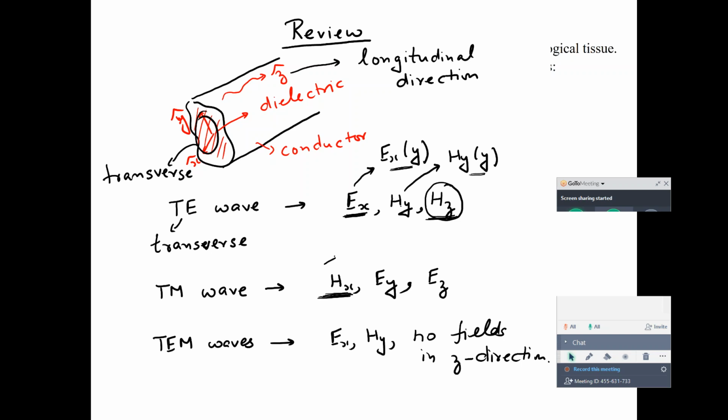For the TM wave, similarly, HX would vary in y direction, EY would vary in y, and I would get EZ, which would be existing towards that. For TM fields, EX, HY has no amplitude variation in the XY plane.